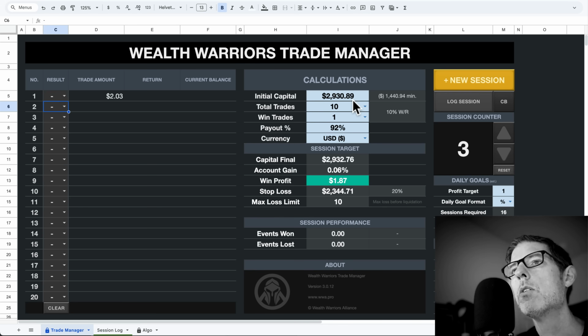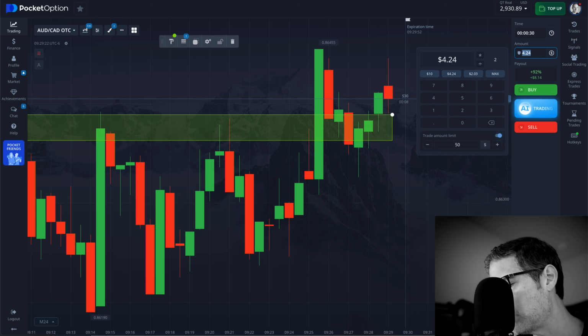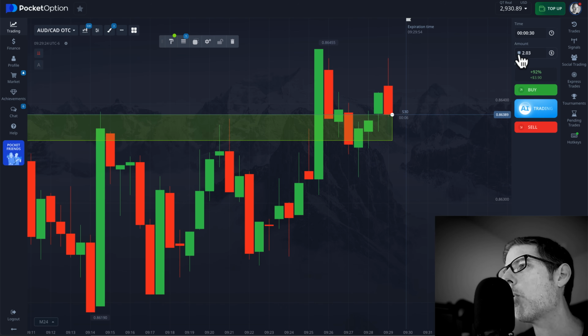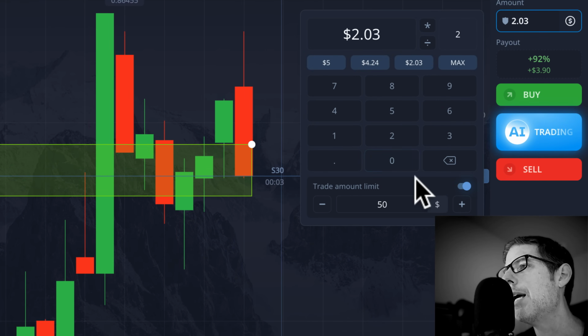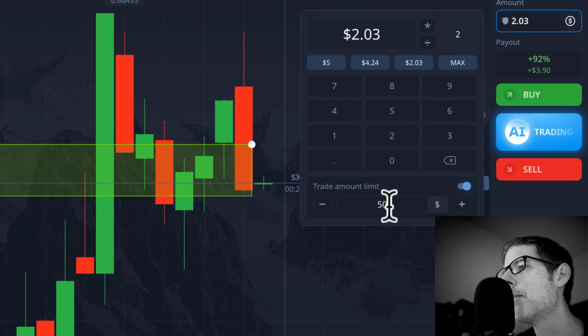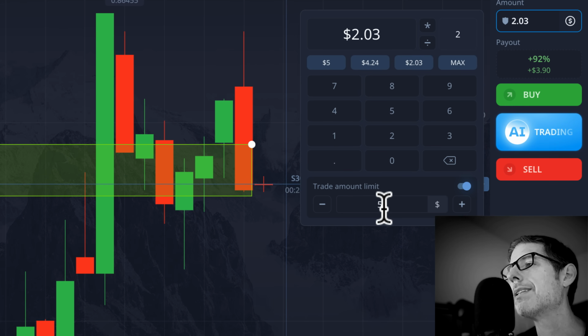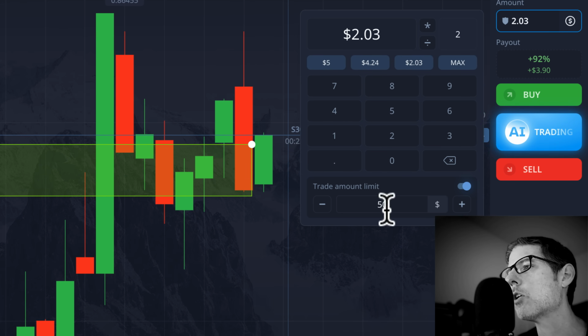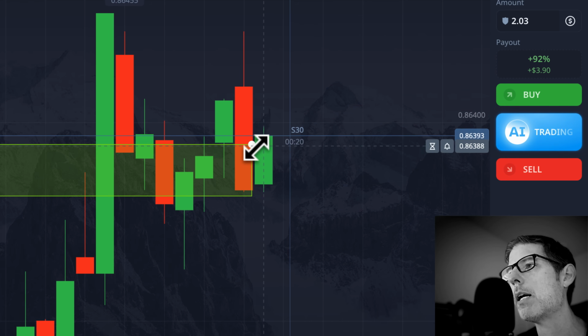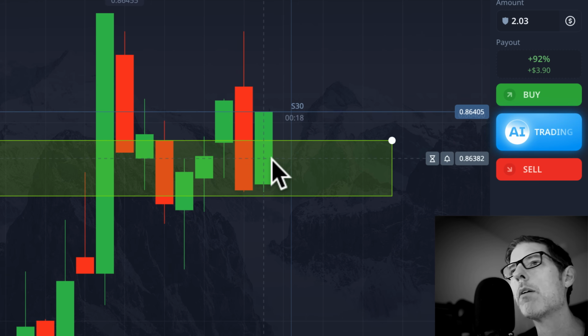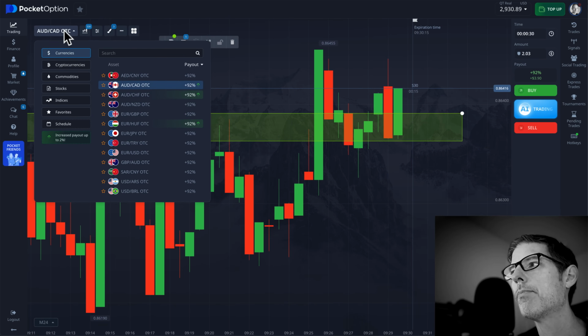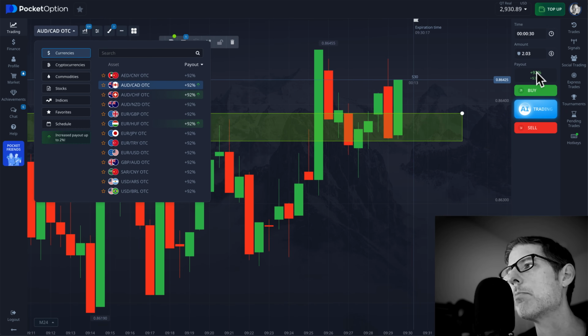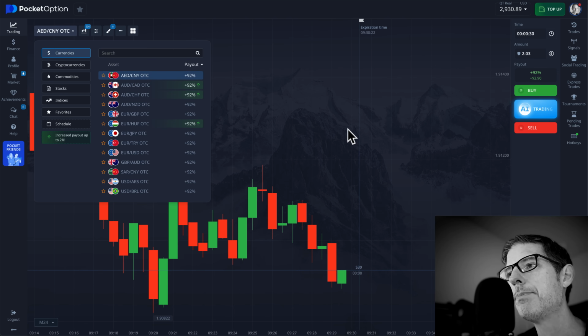Let's continue. So the trade amount for the first one, 203. And let's go ahead and update this. And if you remember before, when we were turning on the AI trading button, I did have the trade amount limit switch turned on. I've got this set at $50. So that means Pocket Option will not allow me to enter a trade larger than 50 to protect my account. That's fine. Looks like it's kind of slowing down here a little bit. Let's see what else is out there. And the payout moved up to 92% again, which looks good.